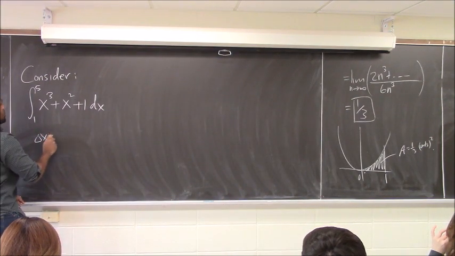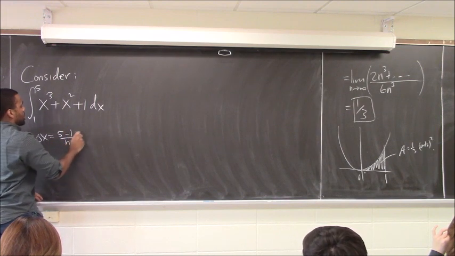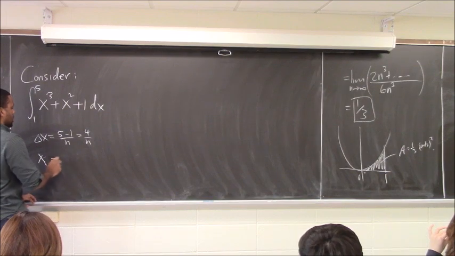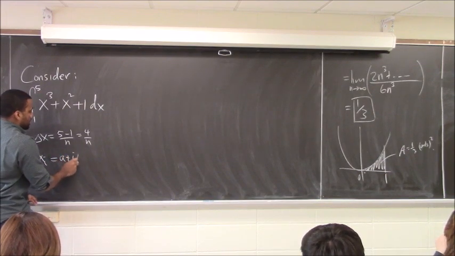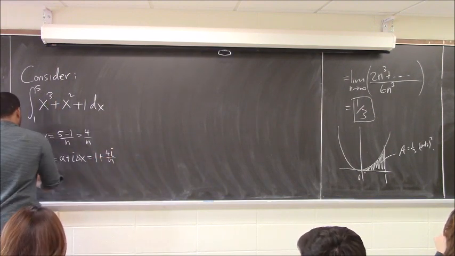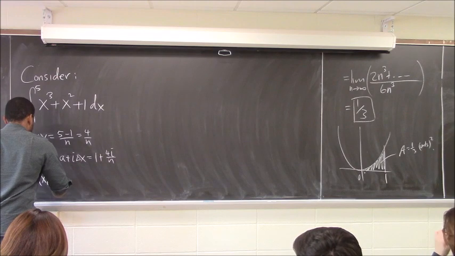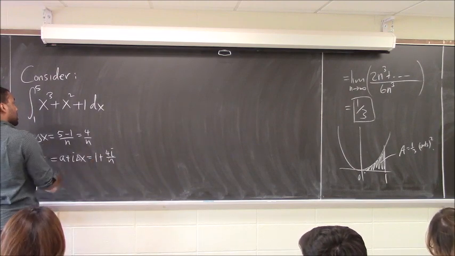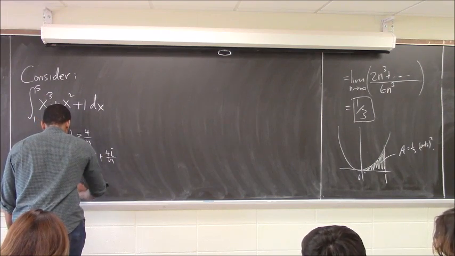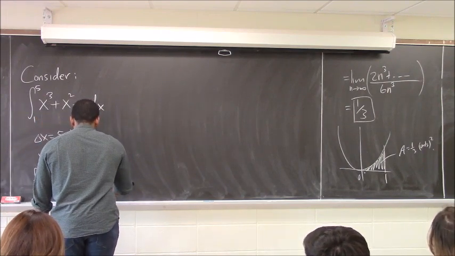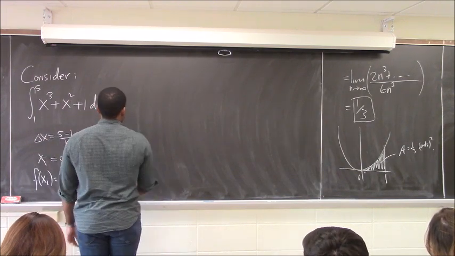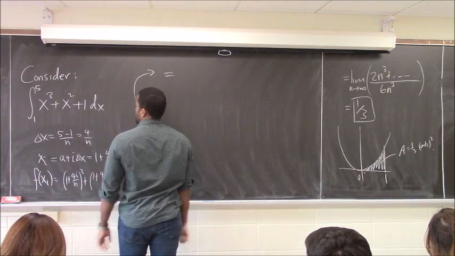We find delta x. b minus a over n is going to be 4 over n. Our x_i is going to be a plus i delta x. That's going to be 1 plus 4i over n. And of course our f of x_i is going to be, I need to plug this expression into that function. So I'm going to have (1 plus 4i over n) cubed plus (1 plus 4i over n) squared plus 1.